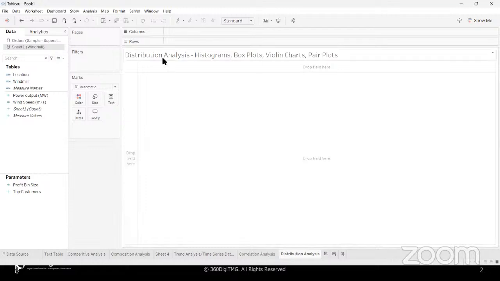Now, what is distribution analysis, first of all? Histograms are the most popular here. You can, of course, create other charts also. Rather than looking at the overall picture, overall performance, we will break the data into smaller intervals to understand the business better. After breaking it into smaller intervals, we might get more insights about the data.